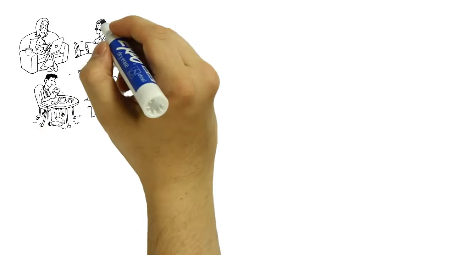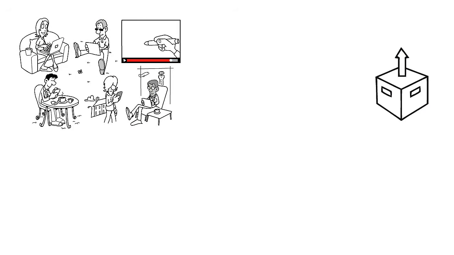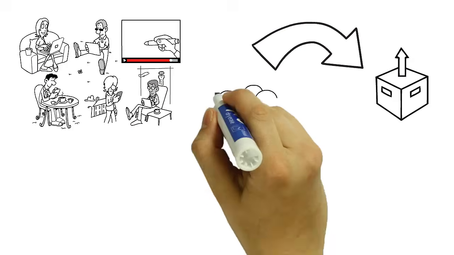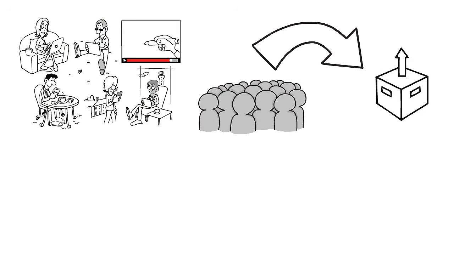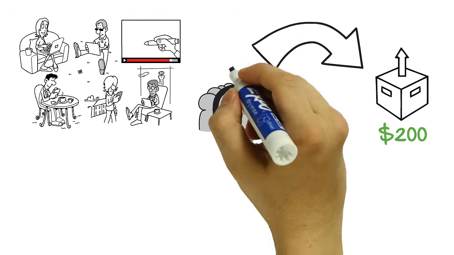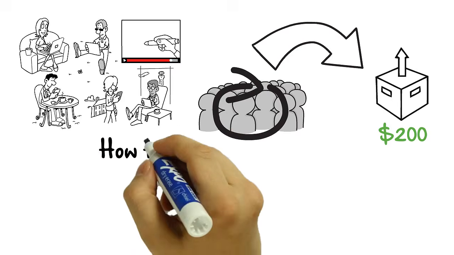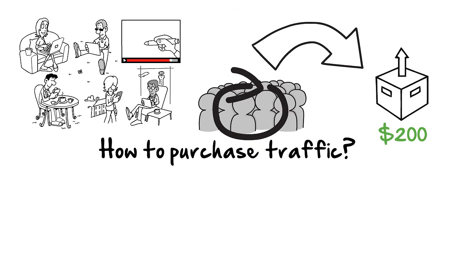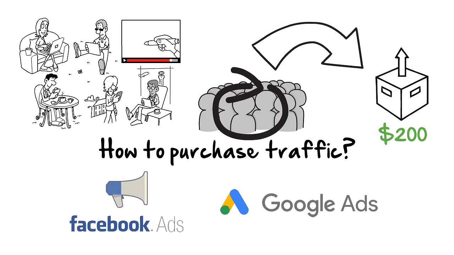When the internet was new, doing online business was easy. You need a product and you need to send traffic to your product. For example, you have a product worth $200, and you purchase traffic to sell the product. How do you purchase traffic? Just by running ads on Facebook, Google, etc.